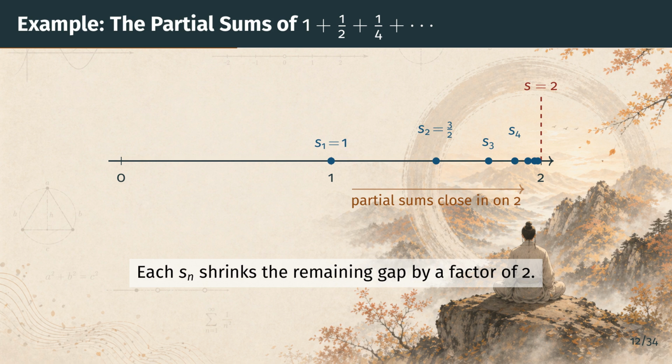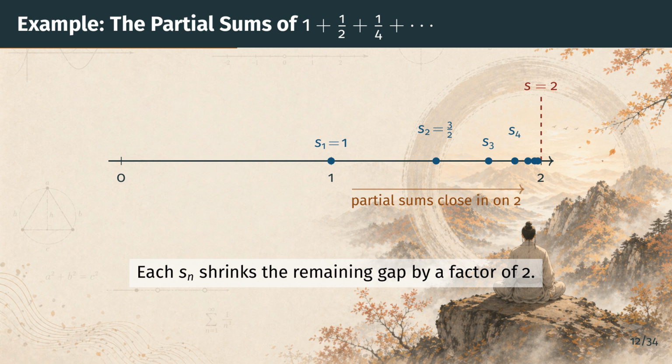A picture to make Definition 3.21 concrete. The slide shows the partial sums of the geometric series 1 plus 1/2 plus 1/4 plus 1/8, and so on, plotted on the number line between 0 and 2. The dashed red line at 2 marks where these partial sums are heading.